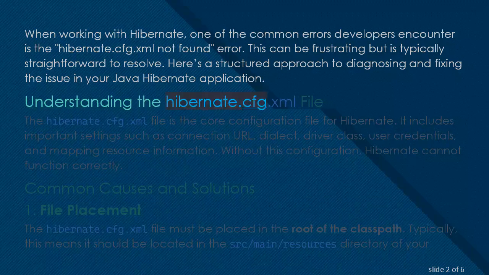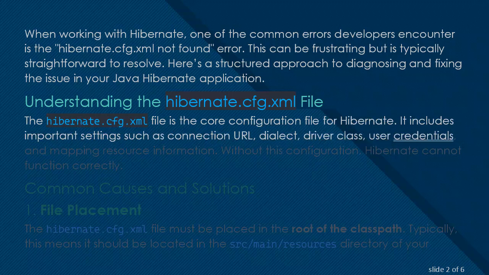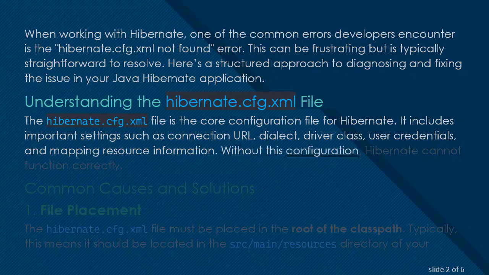Understanding the hibernate.cfg.xml file. The hibernate.cfg.xml file is the core configuration file for Hibernate. It includes important settings such as connection URL, dialect, driver class, user credentials, and mapping resource information. Without this configuration, Hibernate cannot function correctly.